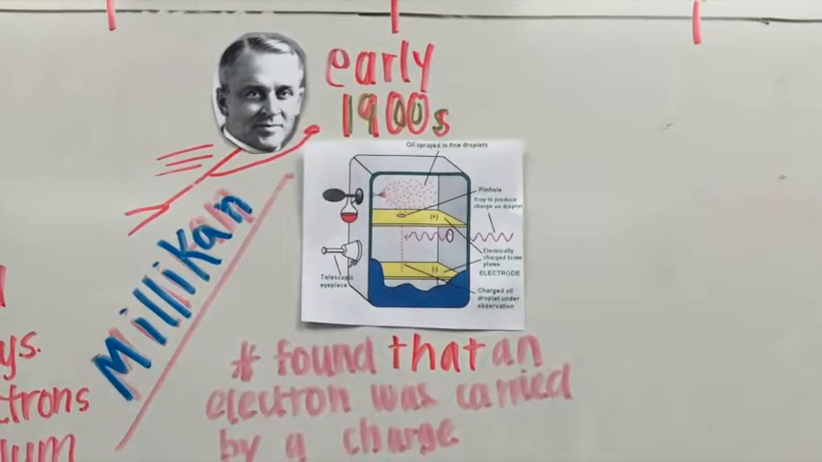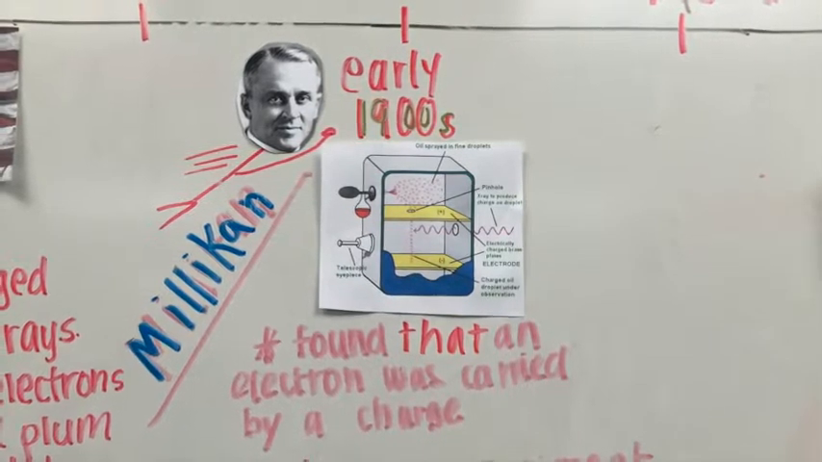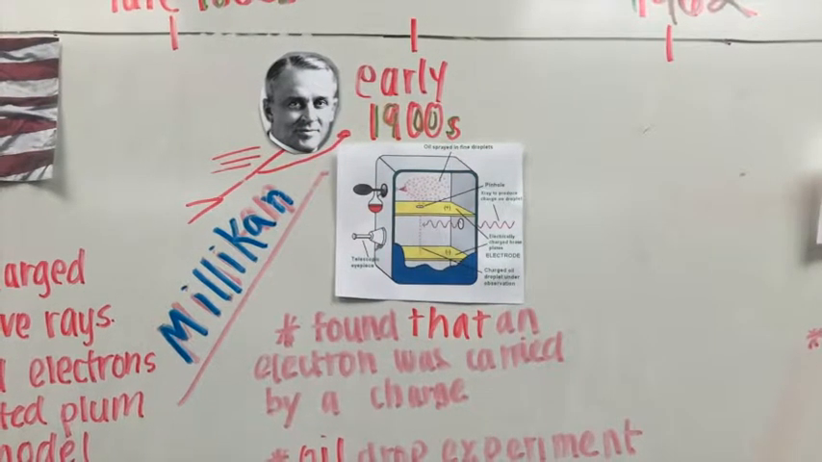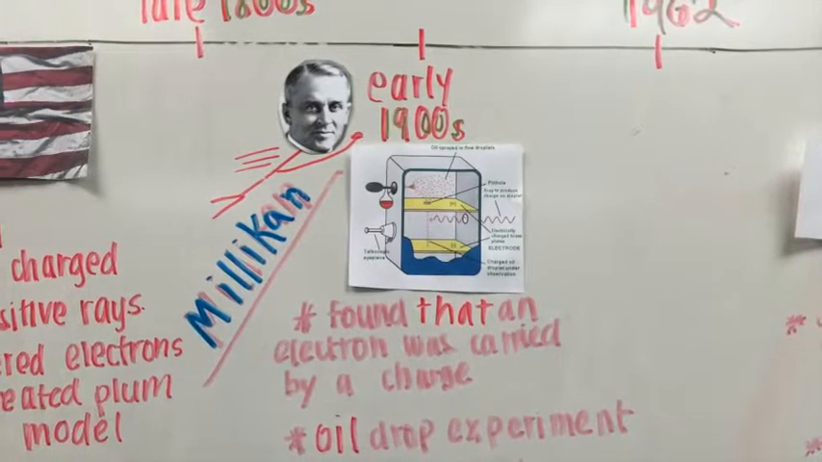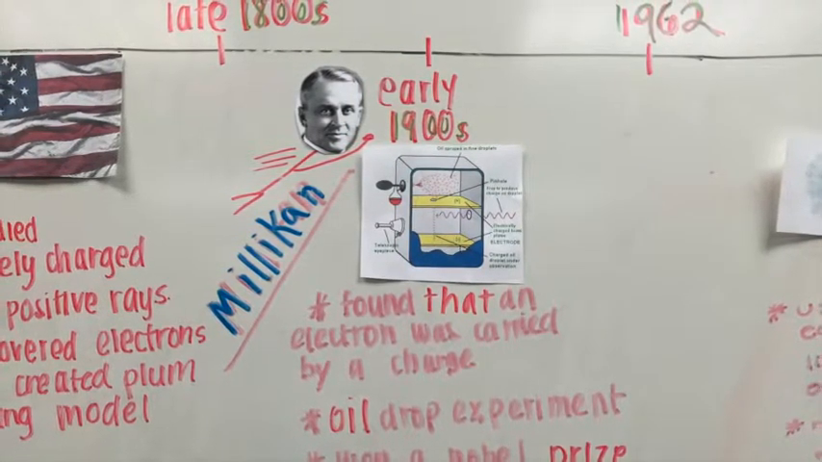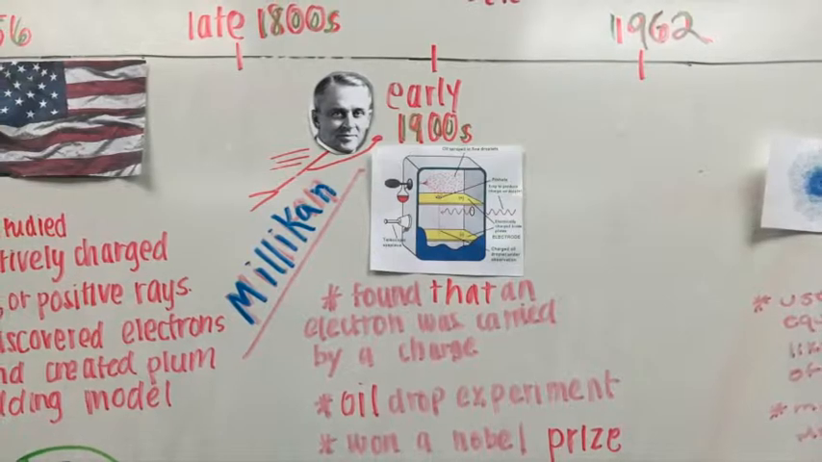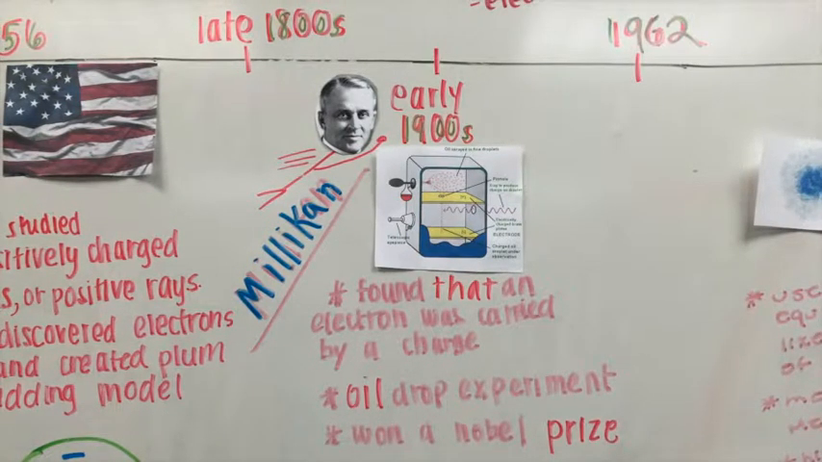American physicist Robert A. Millikan is best known for the oil drop experiment he created. From this experiment, Millikan found that electrons carry a specific charge. For this discovery, he won the Nobel Prize in Physics in 1923.